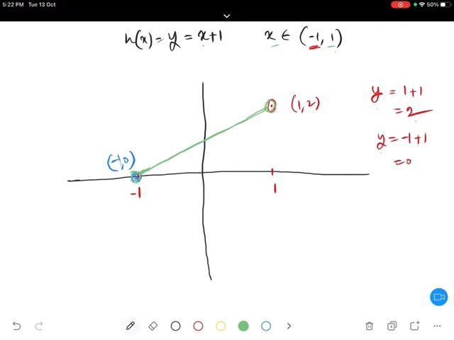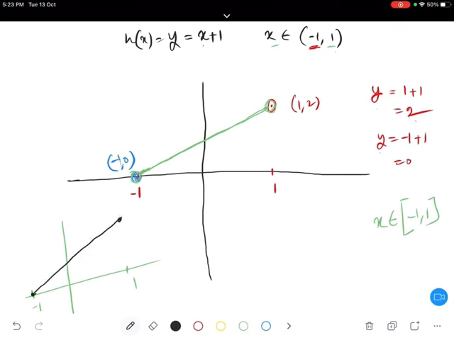Why won't it be complete? If the question was like this, then the diagram we should have drawn would have no hollow circle. It will be like this: from -1 to 1, and the diagram would have been like this if there was a close bracket. But since it's an open bracket, this one can never be (1, 2).